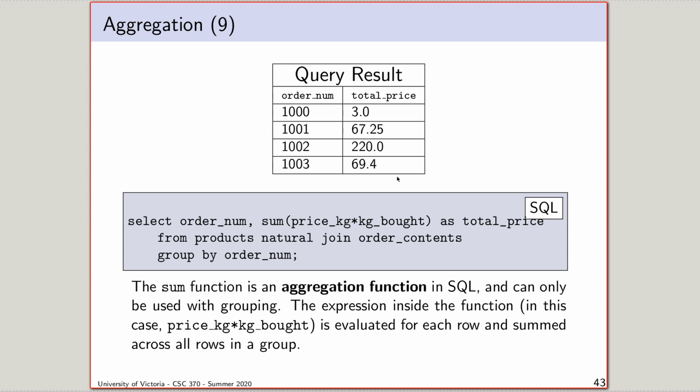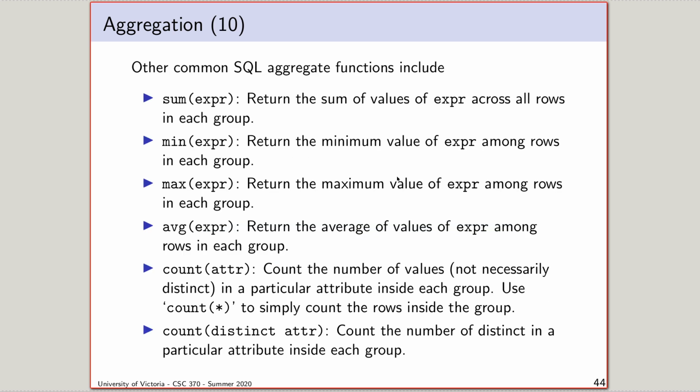So sum is an example of an aggregation function. You can only use it with grouping. If you use it with no group by clause, it will assume that the group you're talking about is everything in the relation. So here's some other aggregation functions. We've got sum, min, max, average.